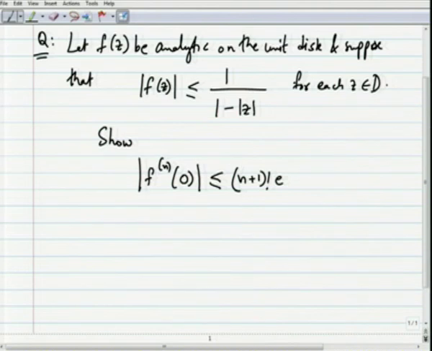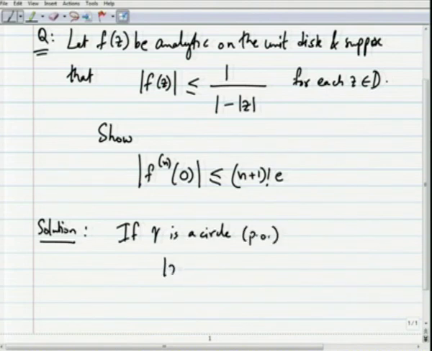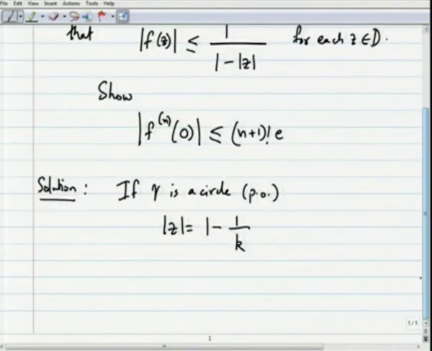Please pause here and try to see if you can come up with the solution, and here I will present the solution. As I said, the idea is to choose an appropriate circle. If gamma is a circle, positively oriented, mod z is equal to 1 minus 1 by k. Let us decide what this k is a little later.